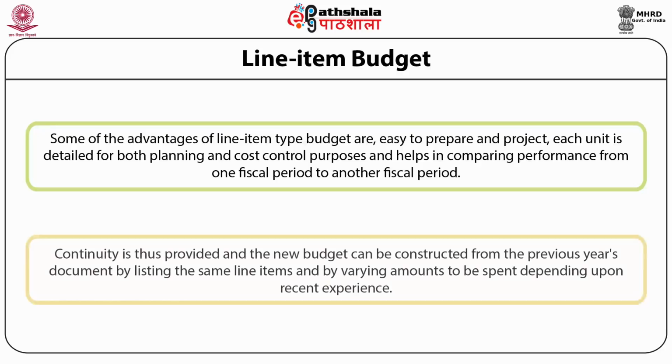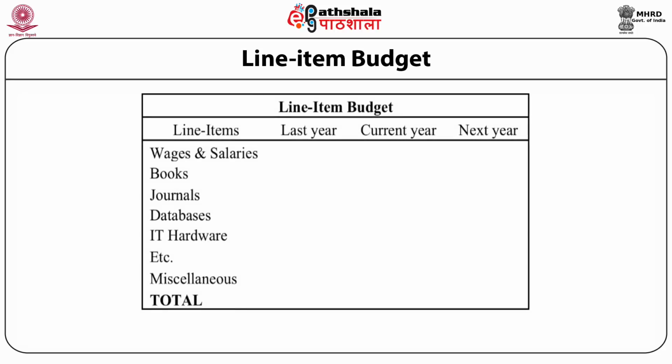Continuity is thus provided, and the new budget can be constructed from the previous year's document by listing the same line items and by varying amounts to be spent depending upon the recent experiences. So this is one of the advantages of line item budget. This is a typical table which you can see or use in preparing a line item budget. In one column you will have all the line items, then you will have last year's spending, and you will have the current year and next year's also you can project.